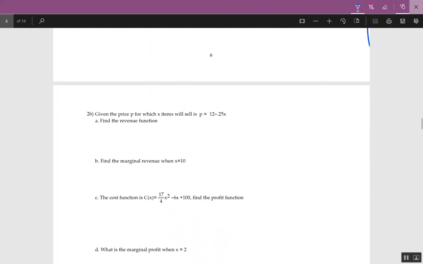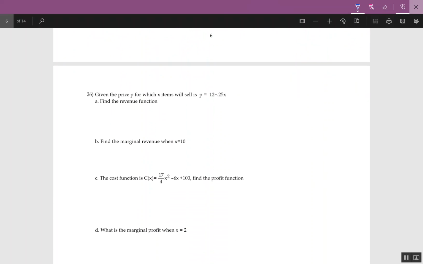Right. So moving up from that, here's a word problem where I start you with the price P for which X items will sell is 12 minus 0.25x, and we want to get the revenue function. So my revenue function is 12 minus 0.25x times x. I think it looks better if you just go ahead and multiply the x through, so I have 12x minus 0.25x squared. Okay, noticing this is A, you know there's a B and a C and a D, where we're going to use this again, so might as well make it easy to start.